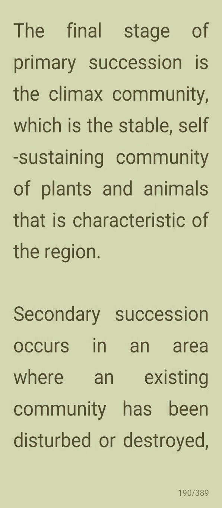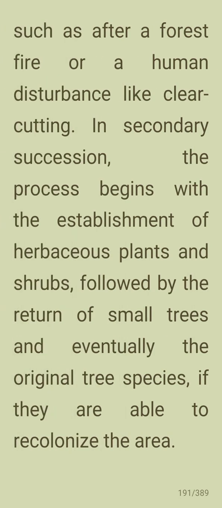The final stage of primary succession is the climax community, which is a stable, self-sustaining community of plants and animals that is characteristic of the region. So, secondary succession occurs in an area where an existing community has been disturbed or destroyed, such as after a forest fire or human disturbance like clear cutting.